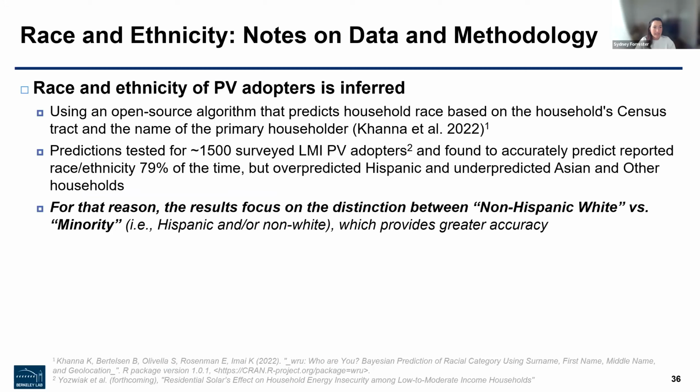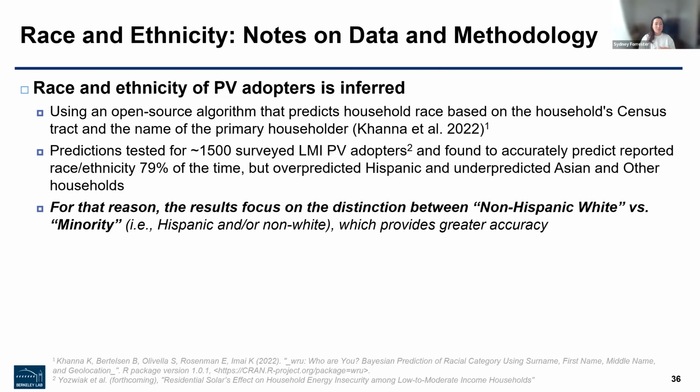Okay, so Galen did mention the race and ethnicity data, and we used an open source algorithm that predicted race and ethnicity. So this source is a little bit different than last year and the year prior's data source. We used Experian before. And we actually had the opportunity to compare to people's self-reported race and ethnicity for about 1,500 PV adopters.